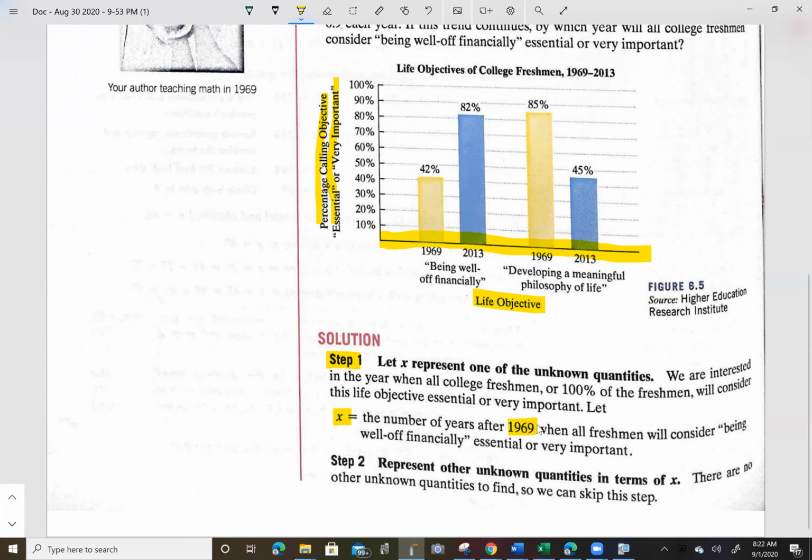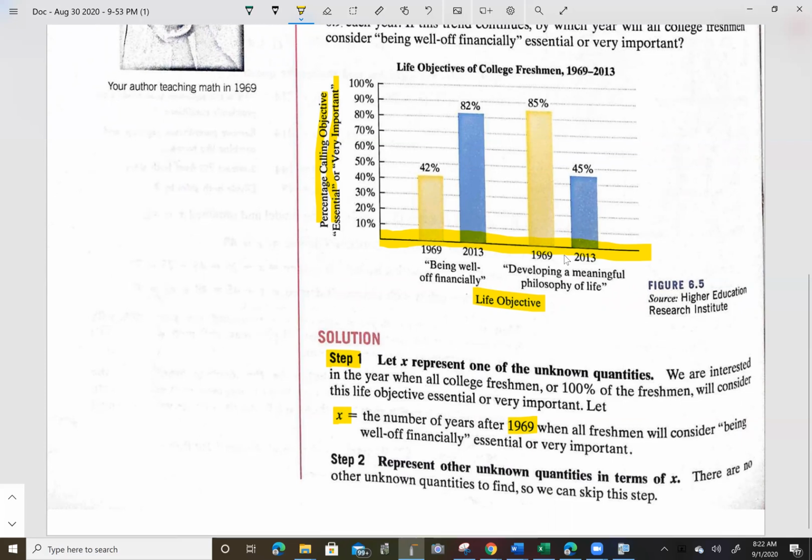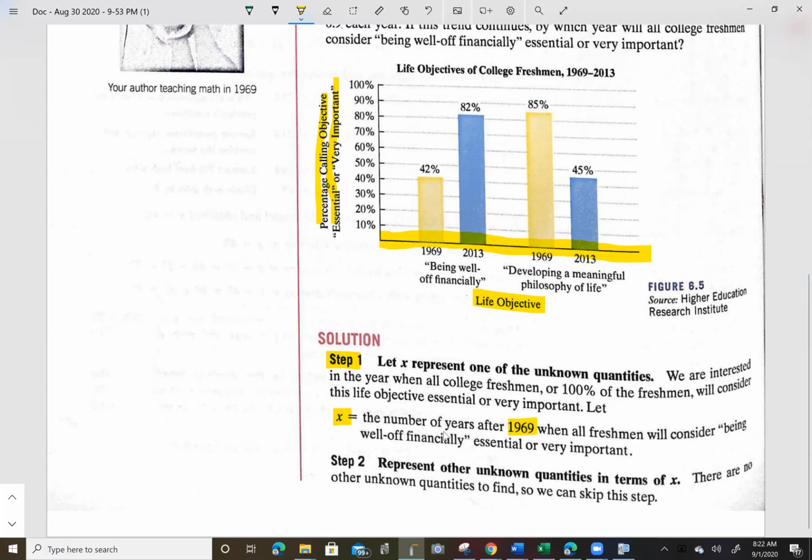Everything is in terms, both in the bar graph, you have the blue 2013 being compared to 1969, being well off financially and developing a meaningful philosophy of life. Although I guess we're not doing that one. That one's probably the checkpoint. Okay. Step 2, represent the other unknown quantities in terms of x.